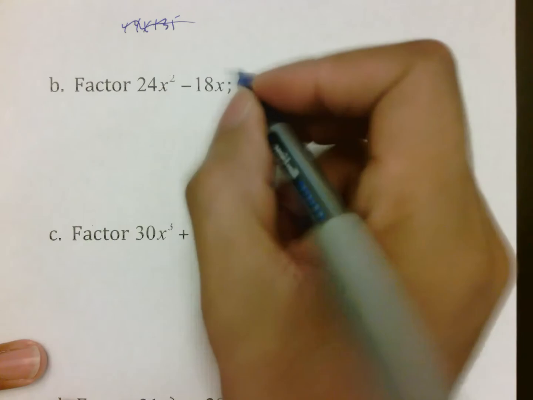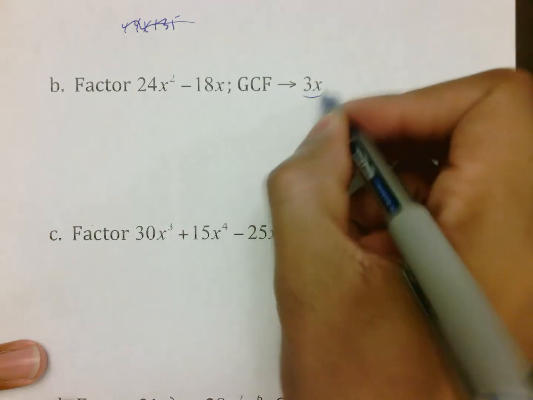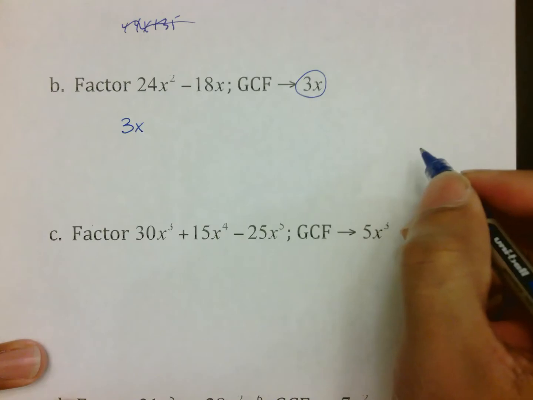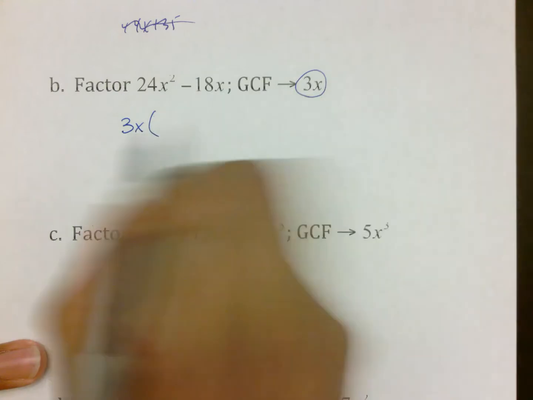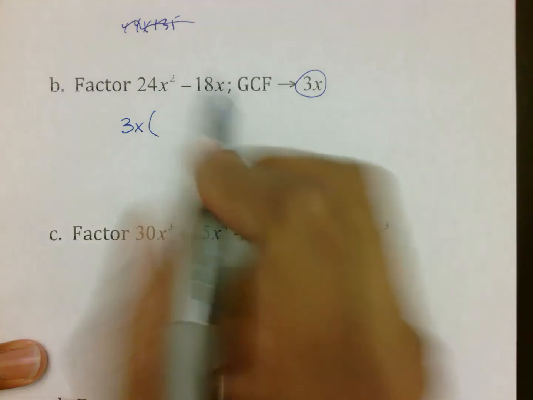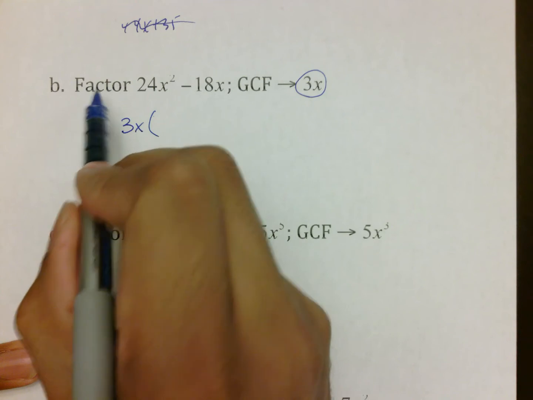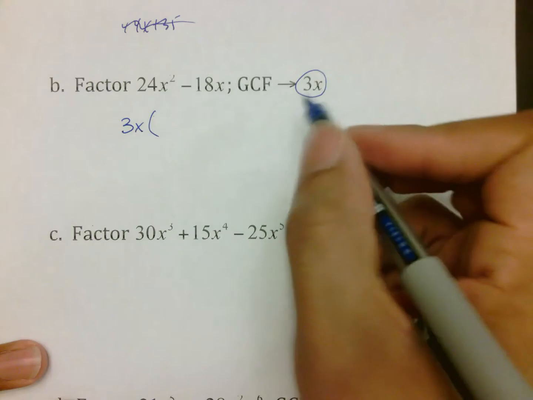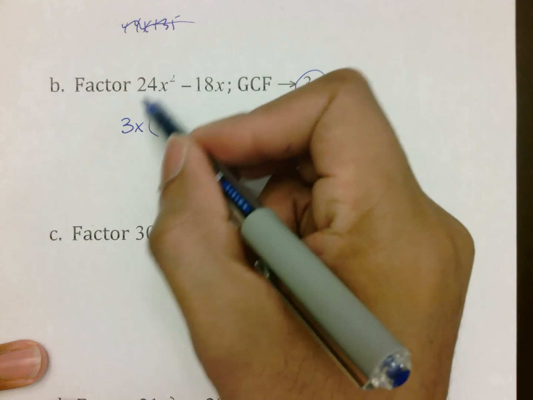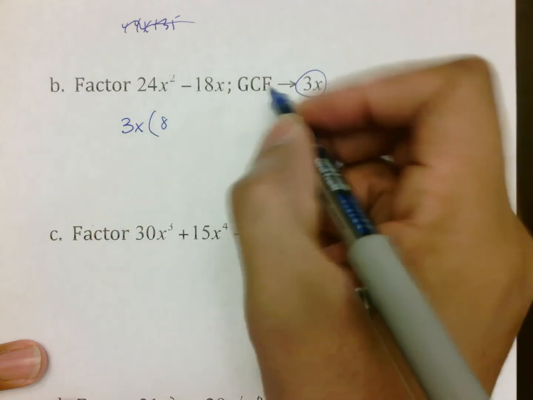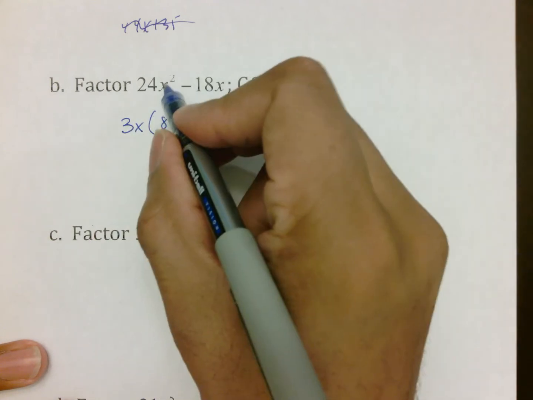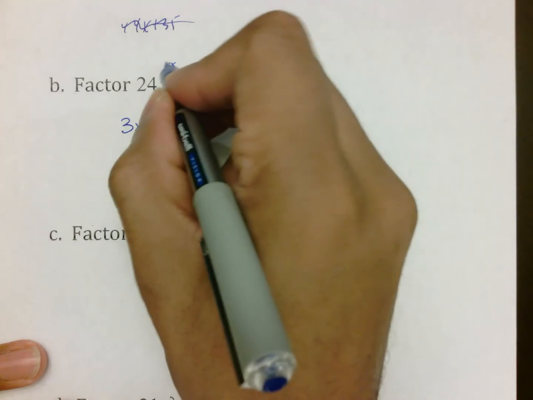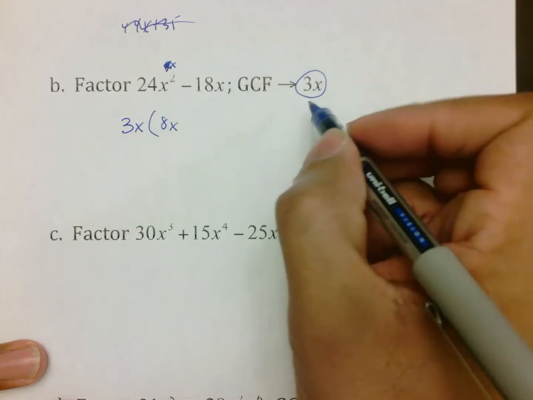Here, 24x squared minus 18x, and again your GCF in this case is 3x. What you will do is write your 3x like we did before, and then you will open up parentheses to create a distributive property problem. Again, this is opposite of distributive property, so it should look like a distributive property problem in the end. So what we do here now is we have 24 divided by 3, which is 8. And in terms of your x's, keep in mind this means that there are 2 x's up there, and we took 1 x off, which means that there would be 1 x left over.